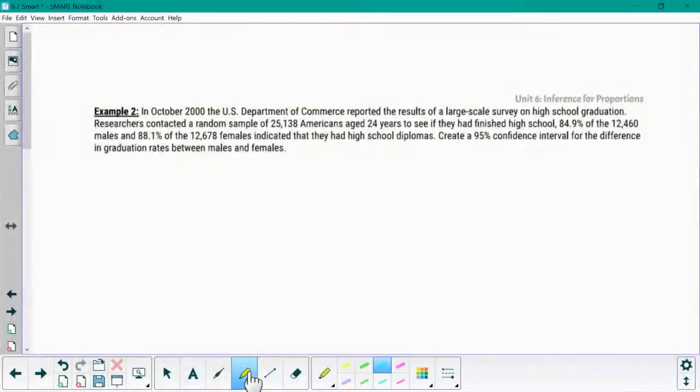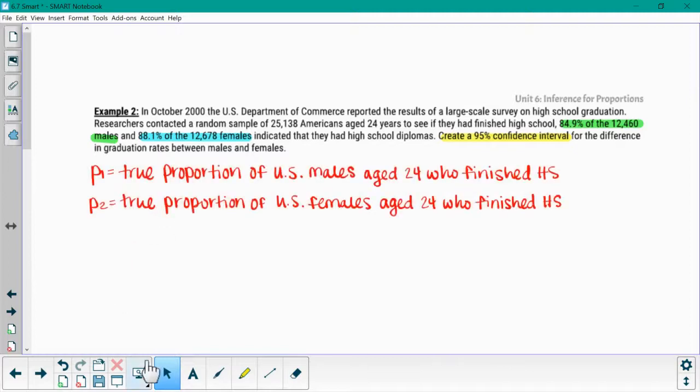So again, I am going to start by identifying that I am creating a confidence interval. I'm going to look at my possible samples. I have 84.9% of 12,460 males, and I have 88.1% of 12,678 females. So 2 samples, creating a confidence interval. We are going to first define our parameters. I have P1 is the true proportion of U.S. males age 24 who finished high school. P2 is the true proportion of U.S. females age 24 who finished high school.